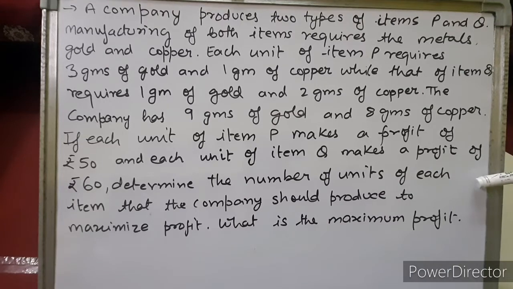Determine the number of each item that the company should produce to maximize the profit and what is the maximum profit. Now we have to find how we can maximize the profit and how many items of P and Q should be manufactured so that the profit will be maximum. So this is what we have to calculate in this sum, right? Note down the question first.